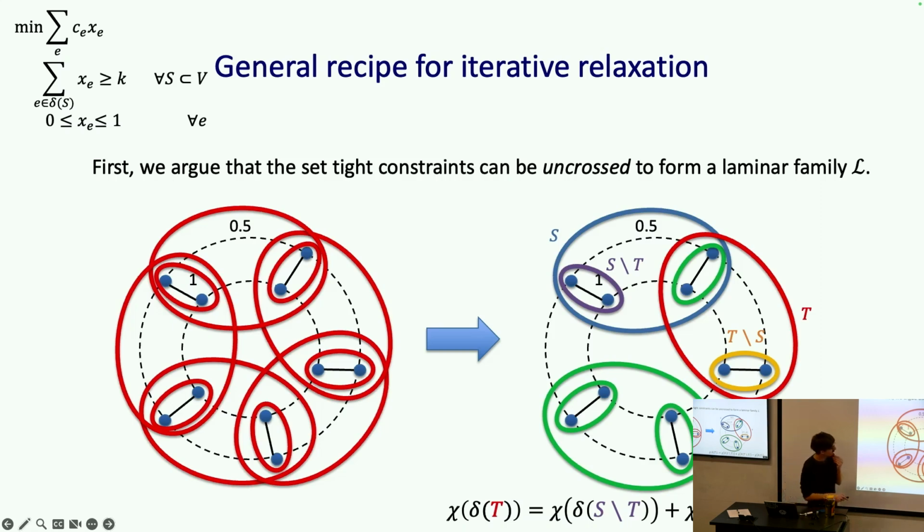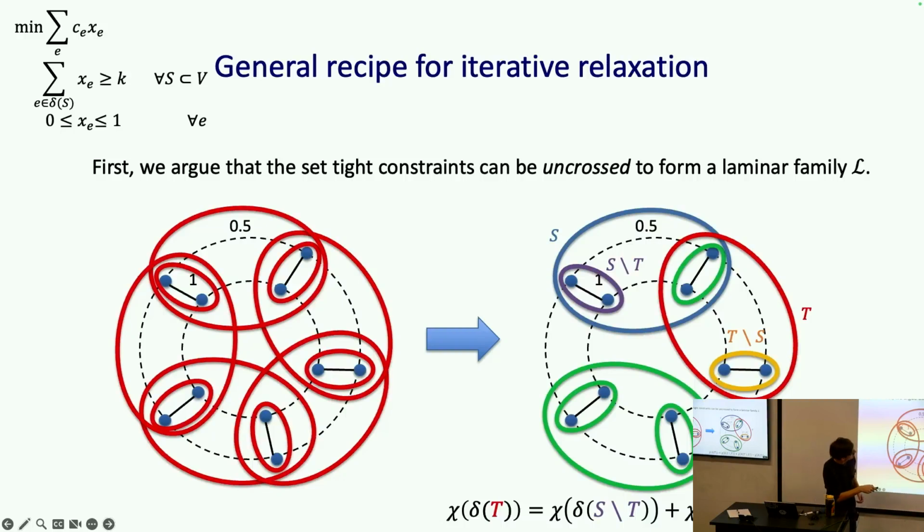It turns out I can write this set T using the submodularity of the cut function. I can write it as, actually this is posi-modularity, but okay. This is the edges in S minus T plus the edges in T minus S minus the edges in delta of S. So T and S are two of these crossing sets. I want to say that T is actually spanned by the constraints in my laminar family. And this formula shows you that it's true. And you could check it, right?